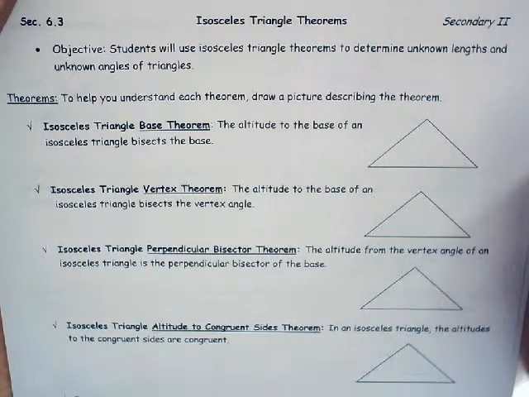Okay, students, you should have section 6.3 notes out on the isosceles triangle theorems. The objective: students will use isosceles triangle theorems to determine unknown lengths and unknown angles of triangles. I'm going to go through a few of these theorems to help you understand each one. We're going to draw a picture as we talk about them.